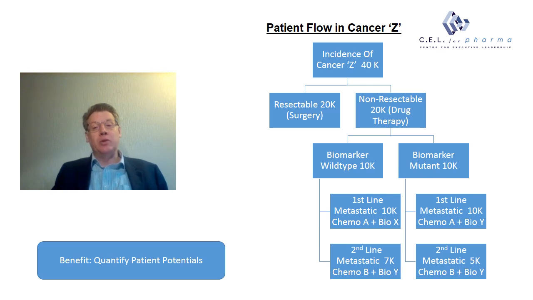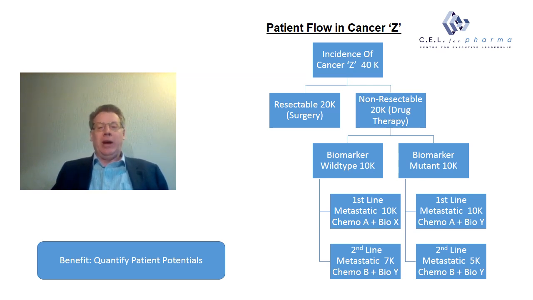Half of these patients have a disease which has progressed beyond the state that surgery would be beneficial, so they will receive drug therapy. Now, what may happen is that these patients will overexpress or not overexpress a particular biomarker. So 10,000 patients would have the wild type, 10,000 patients would be mutated.